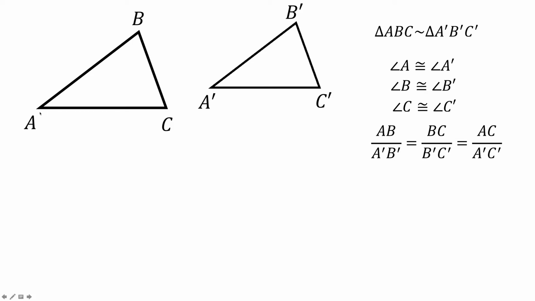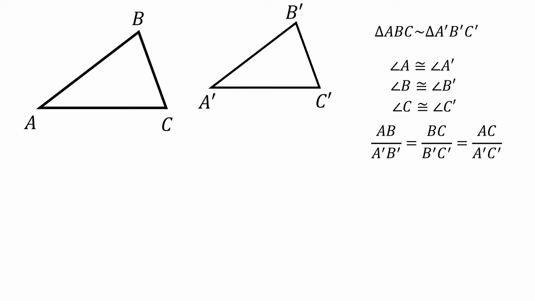What I mean by that is, if you take the side AB, for example, and divide by side A prime, B prime, that ratio is going to be the same as the ratio of the side BC to B prime, C prime, and the ratio of the side AC to the side A prime, C prime. In addition to proportionality of the sides, other things about these triangles are also going to be proportional with the same proportionality constant. For example, angle bisectors, side bisectors, altitudes.